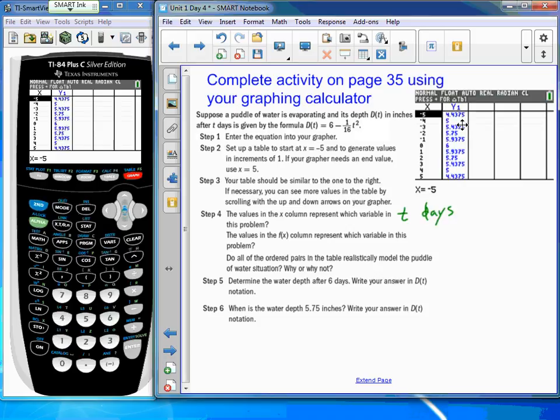The f of x column, the y column, represents which variable? Well, that's not t. What variable does it represent? My depth d, so d inches.